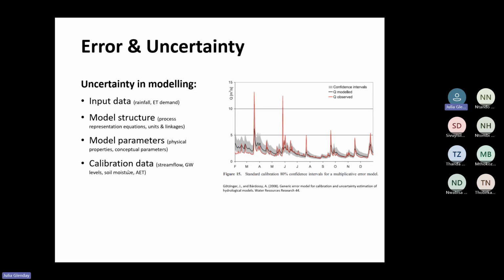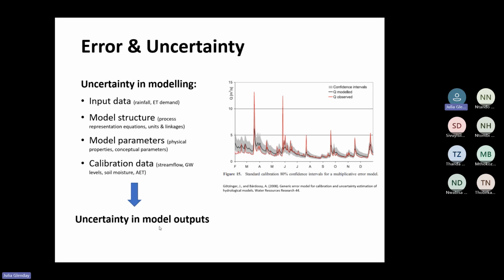And then there's also uncertainty in the calibration data, which is different to the input data. So the input data would be rainfall and evaporative demand. And the calibration data would be the stream flow data you're trying to fit your model to. Also, any groundwater levels, soil moisture, those things that you're trying to fit your model to, that data also has uncertainty in it. So as I said, we often don't want to fit perfectly to imperfect calibration data.